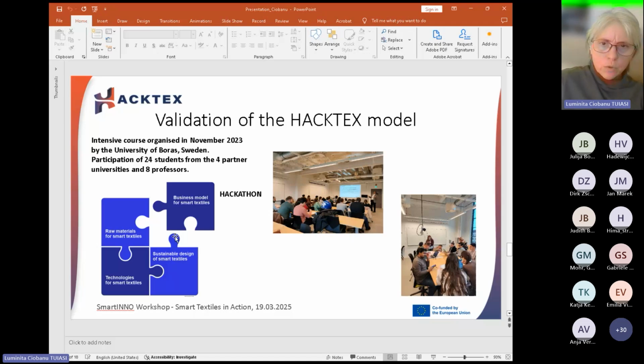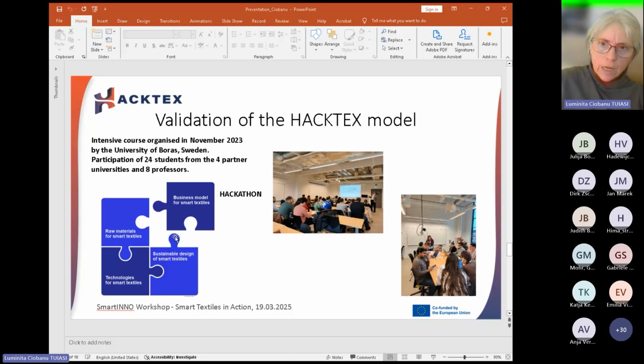The idea was that students were divided into groups that brought together students from different countries, different universities. And starting with day 1, they developed parts, technical aspects of one idea. So in the end, this idea for products could be transferred to a business model.